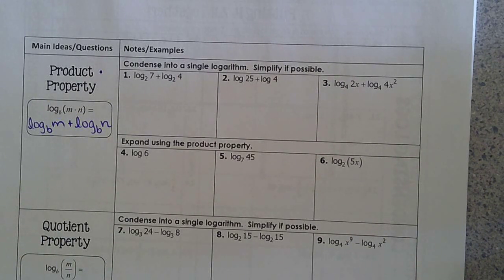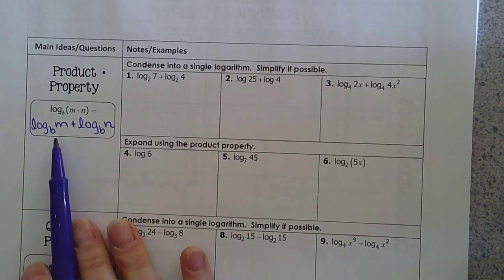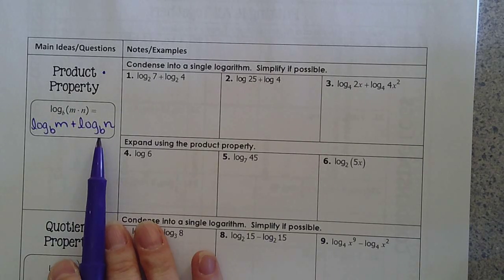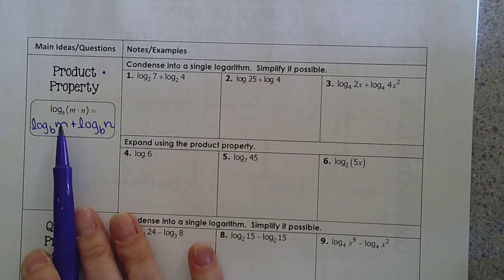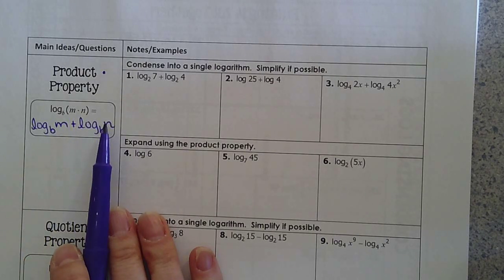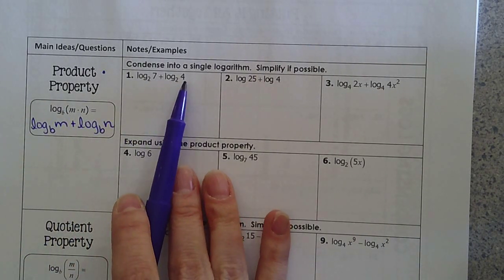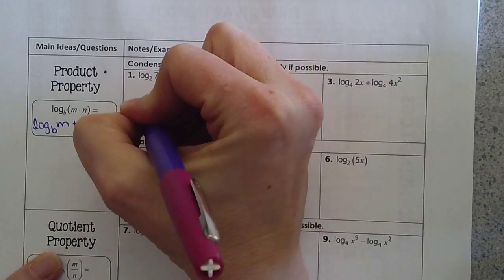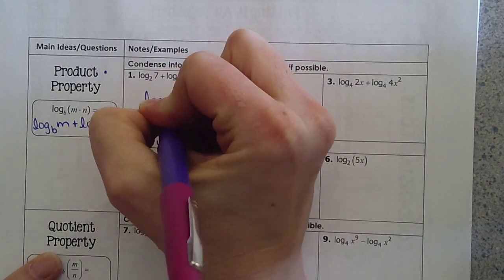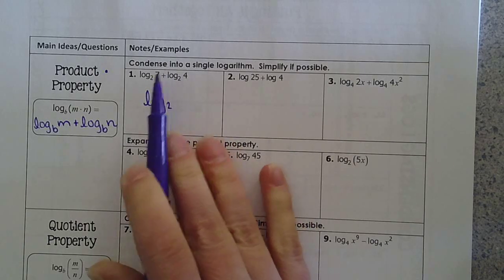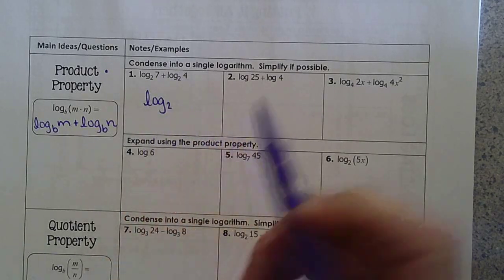Okay, so we're going to start with addition and move into multiplication, and then we're going to go backwards. We have to make sure our bases are the same. If our bases are the same, we can write it as a single log, and we can multiply these two values. So looking at number 1, log base 2 of 7 plus log base 2 of 4 is going to be log base 2 of 7 times 4, which is 28.